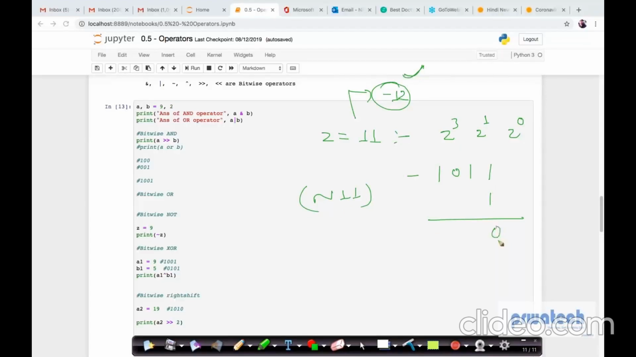1 and 1 becomes 0. There's again carry forwarded 1, right? And again 1 and 1 becomes 0. Again 1 carry forwarded here and 1 carry forwarded here. So it's minus 1100. And this is to the power 3, this is to the power 2. 8 plus 4 becomes 12 and minus is there. Clear? How we can use this operator, not operator? Any confusion here, guys?